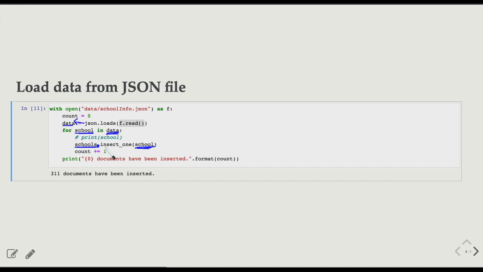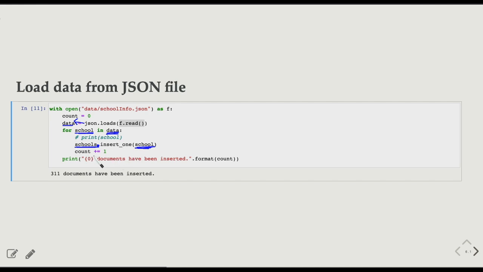Because in MongoDB, JSON is native, we know that the school variable here is a JSON object. So we can use it directly to insert into the collection, into the database. We do not need any format change here. We take the JSON object and insert that object into the schools collection because JSON is native in MongoDB.